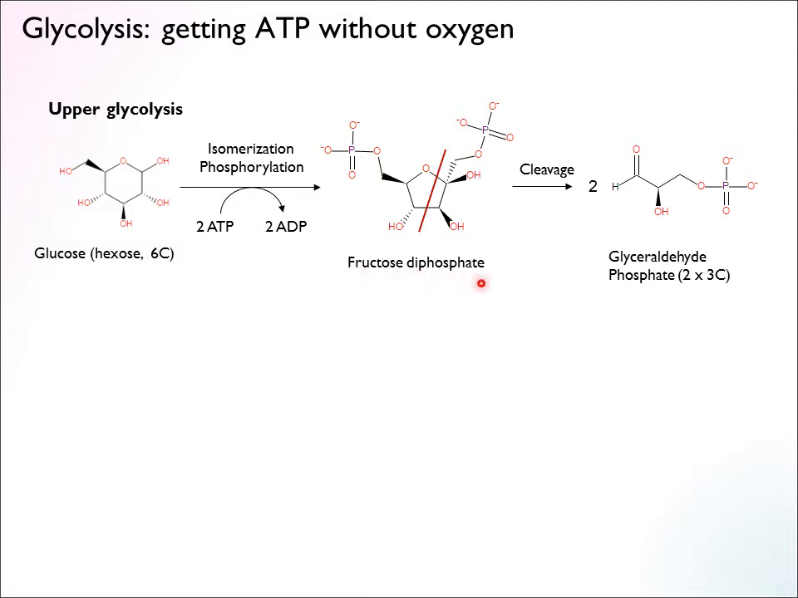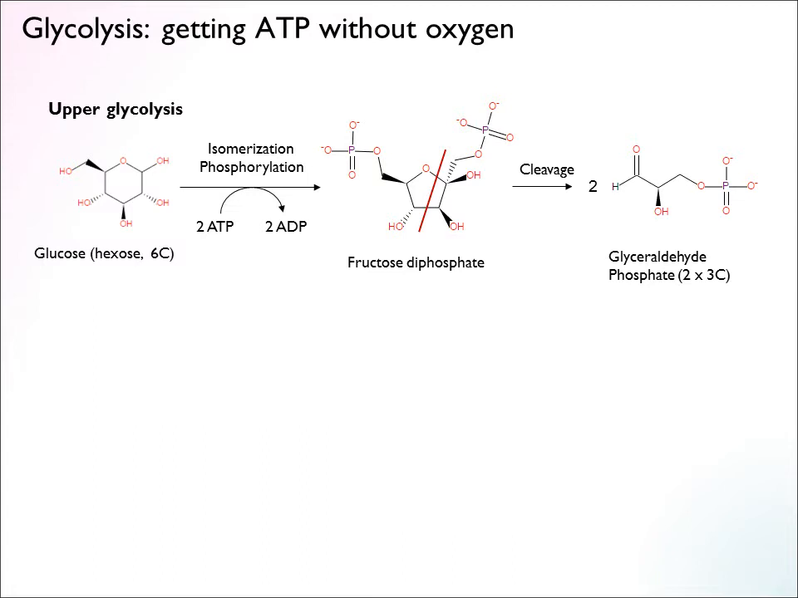And then the fructose has two phosphate groups added to it by the ATP. So you have this doubly phosphorylated form of fructose. And then comes the cleavage step. Glycolysis is actually the cleavage of sugar. So this 6-carbon sugar gets cleaved into 2 halves.